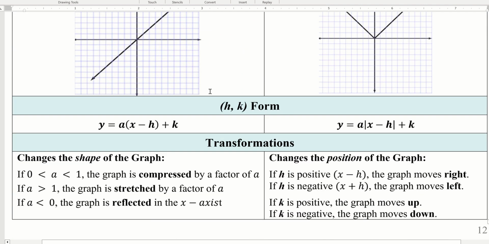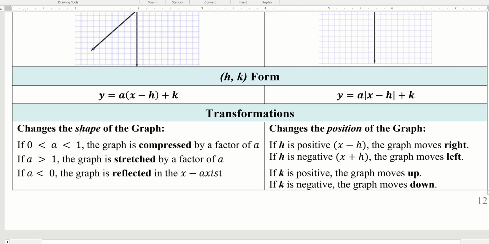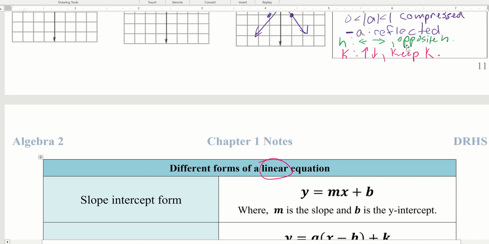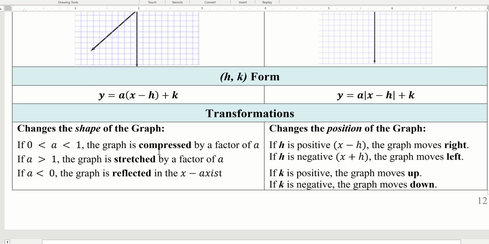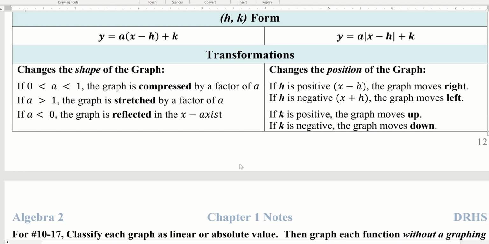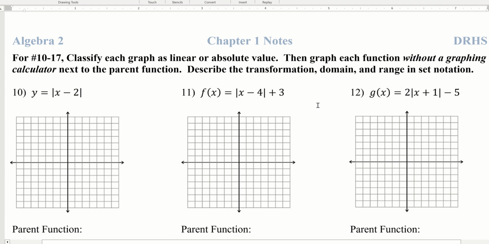Okay, so here's all the stuff that we already talked about. Changes in slope, if it's stretched or compressed, right? So we already filled this out up here on page 11. So if it's stretched or compressed, reflected, the h, and the k. Okay? Please get super familiar, comfortable with all of these. We're going to use them all year. Okay? You will use the idea of them all year for different graphs.